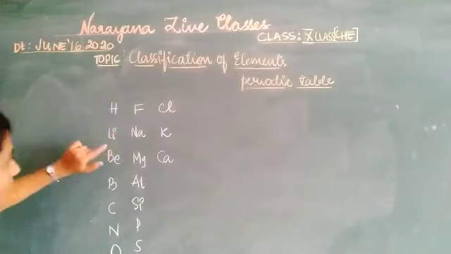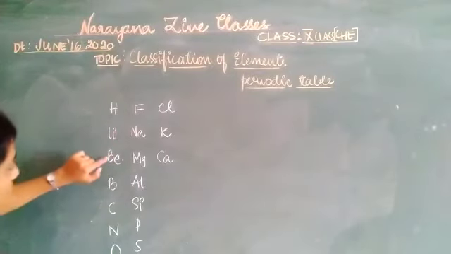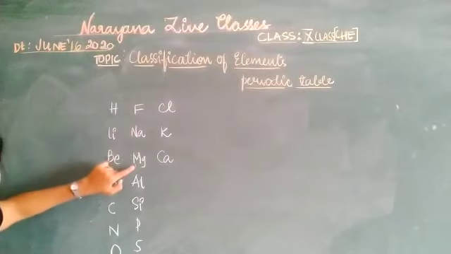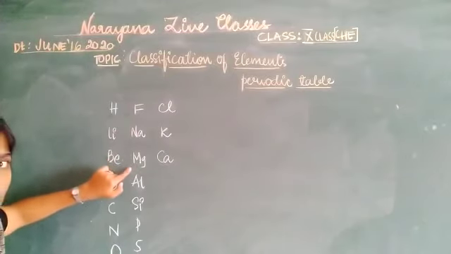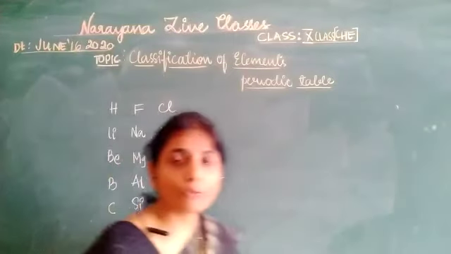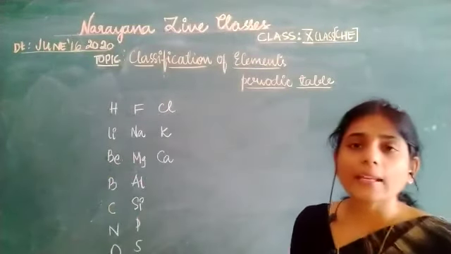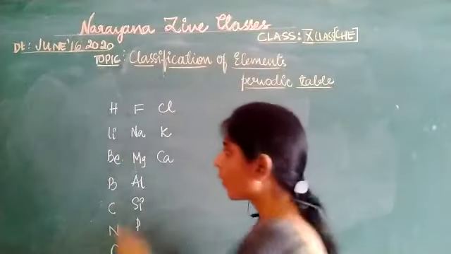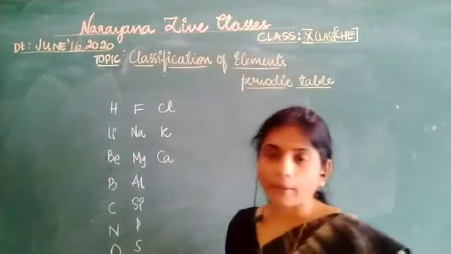We'll start again. If we start with beryllium, 1, 2, 3, 4, 5, 6, 7, magnesium is the 8th element. The eighth element will have similar physical and chemical properties. This is called the law of octaves. Every eighth element will have similar physical and chemical properties to that of the first element.